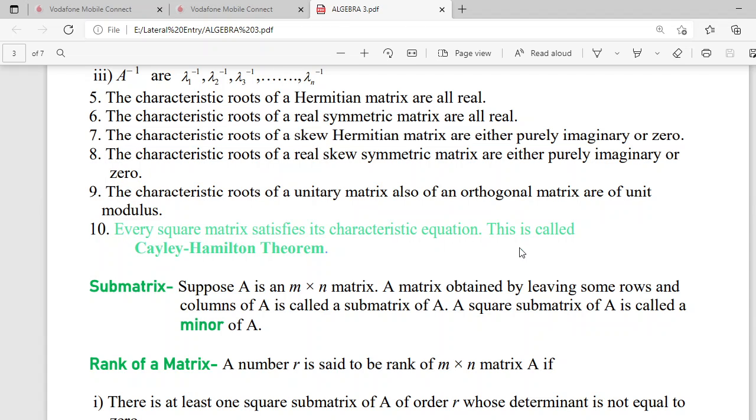Another theorem is called Cayley-Hamilton's theorem. Every square matrix satisfies its own characteristic equation. This is called Cayley-Hamilton's theorem.